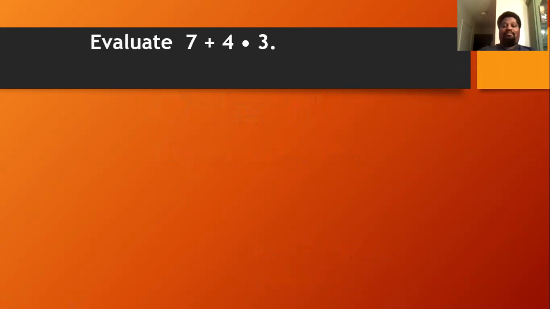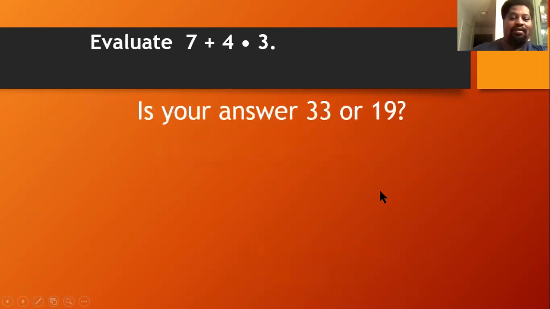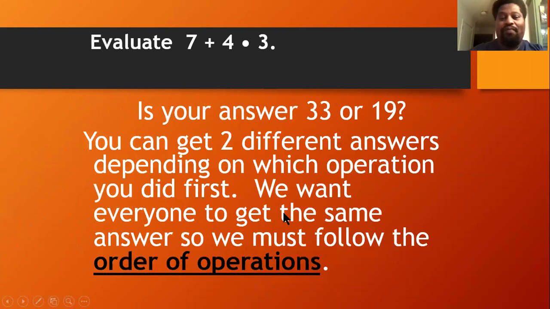All right, look at that. Evaluate 7 plus 4 times 3. If I was to ask you to evaluate that, what would you do? Now, is your answer going to be 33 or is your answer going to be 19? Let's talk about it. You can get two different answers depending on which operation you did first. We want everyone to get the same answer, so we must follow the order of operations.